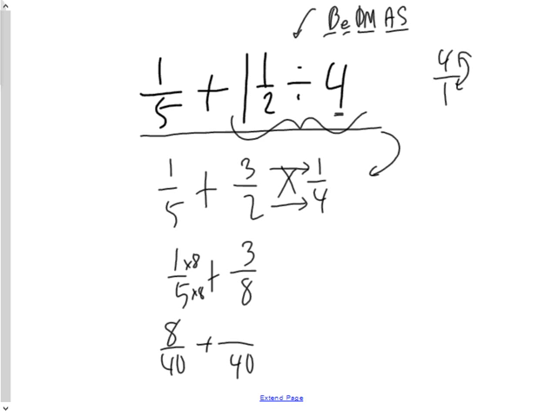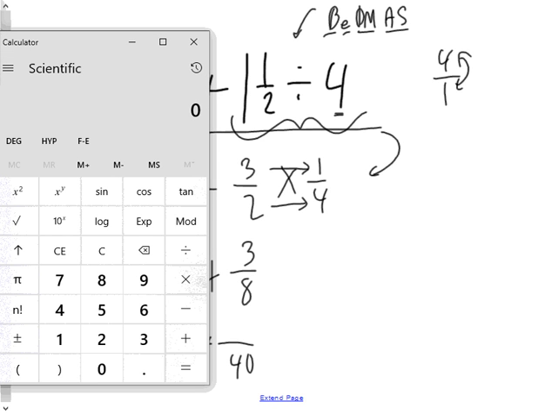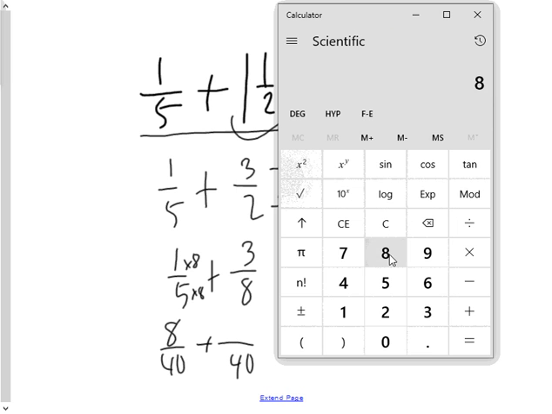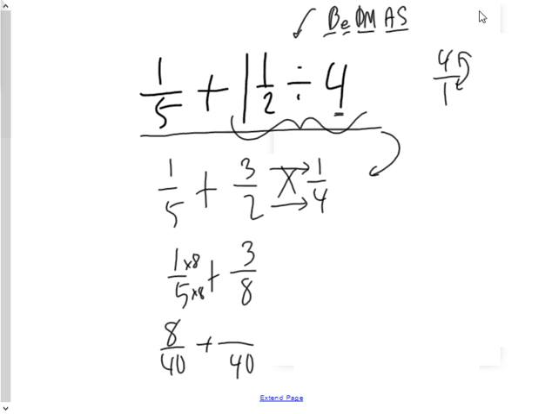And we can always show that by taking a calculator and saying that 1 divided by 5, or 1/5, is equal to decimal 0.2. And 8 divided by 40 is still 0.2, so they are equivalent as decimals. 1/5 and 8/40 are equivalent. If I multiply this by 5 and this by 5, I get 15/40.